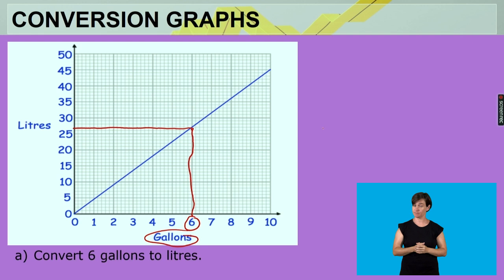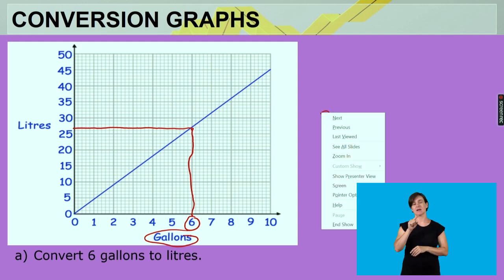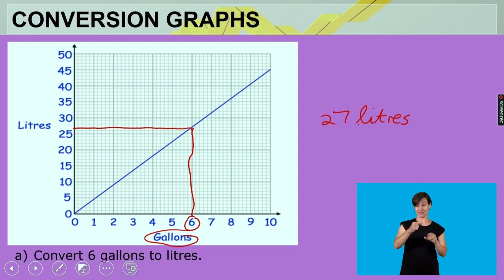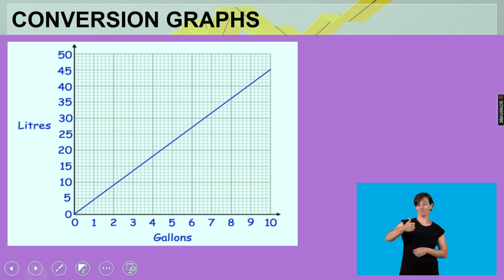So therefore, 6 gallons will be equal to 27, right? So that will be 27 liters. Guys, are we clear on that one? 6 gallons is equivalent to 27 liters. Let's look at our next question.